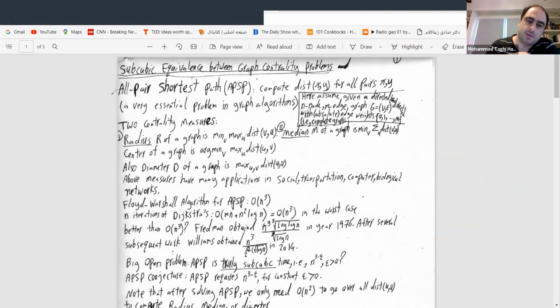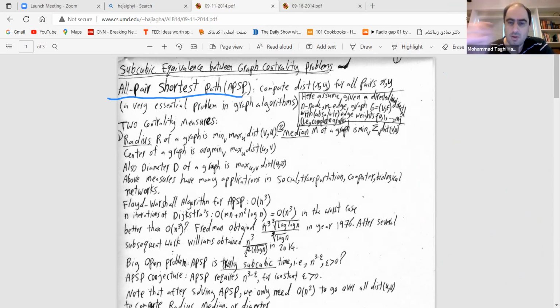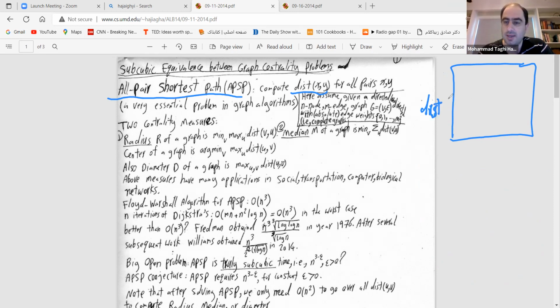So what is the all pair shortest path? Let me first define this one. You are given a distance xy, a matrix that is given for any x and y. This is in some sense the input and the output. So what is the output? For each x and y, you want to compute the shortest path between x and y in a given graph.